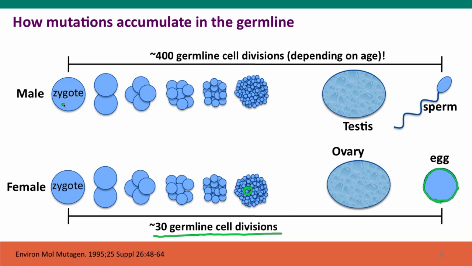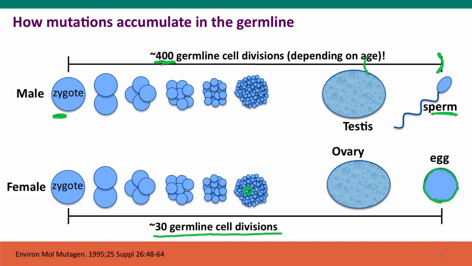You have an egg and a sperm, a zygote, stages of development. Eventually you have the testes, and it's roughly the same number of cell divisions this far. But then there are massive numbers of cell divisions involved in the production of sperm. And this means that on average, from the sperm that gave rise to the zygote here, to the sperm that gives rise to the next generation, there's about 400 germline cell divisions.